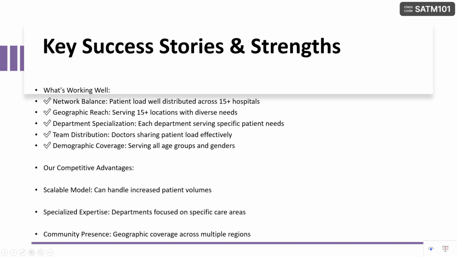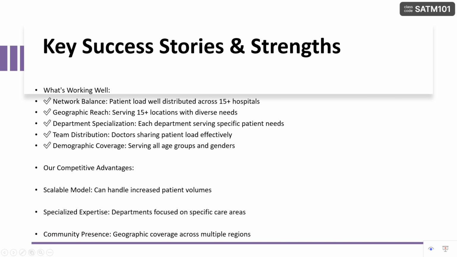So, key successes and strengths. What is working well? A network balance: patient load well distributed across 15 plus hospitals. Geographic reach: serving 15 plus locations with diverse needs. Department specialization: each department serves specific patient needs. Demographic coverage: you can see that this is serving all age groups and genders.